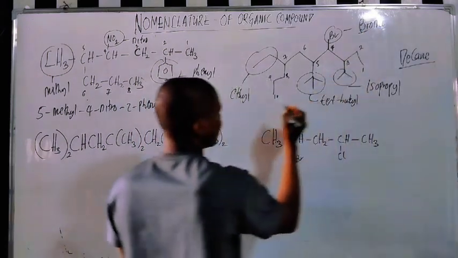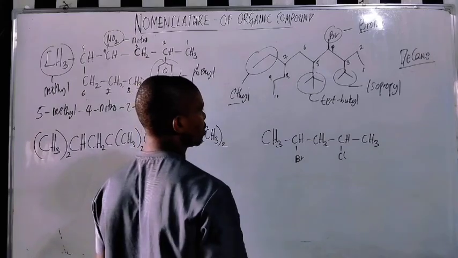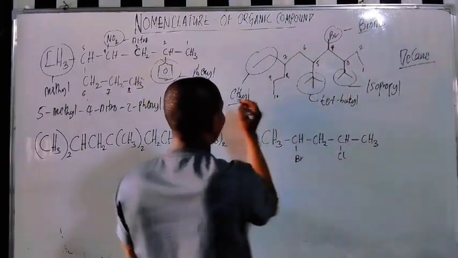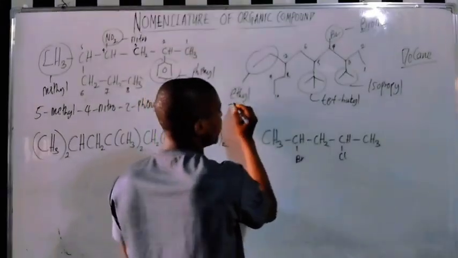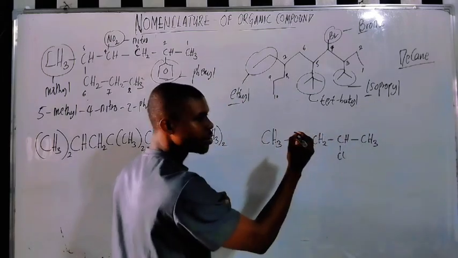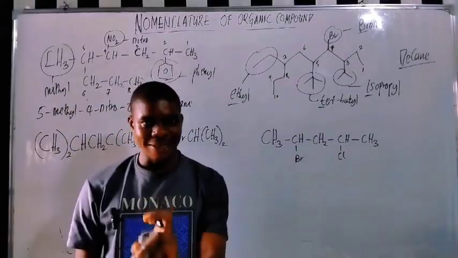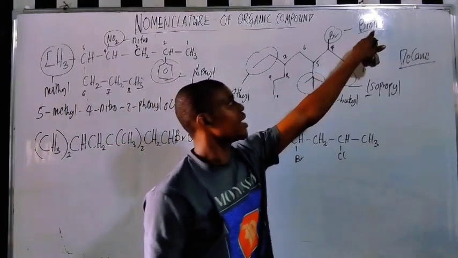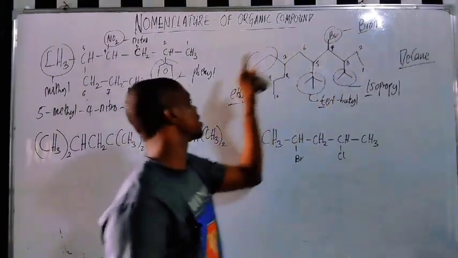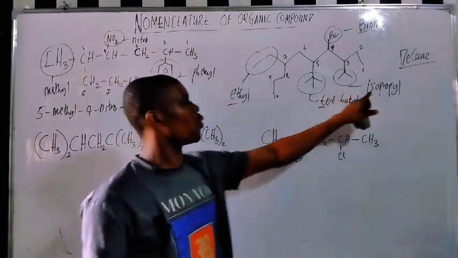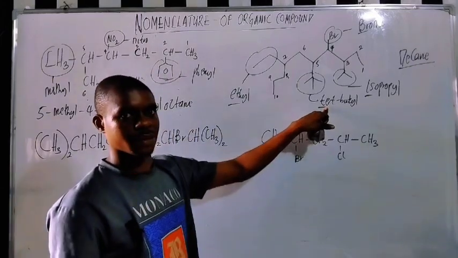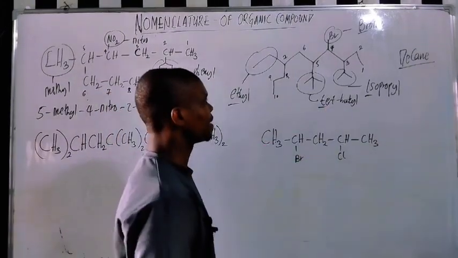B will come before E, and E will come before I, right? And I will come before T. So pay close attention to this one here. B in alphabetical order will come before E, and I will come before T. Do you understand? So what will the name be?